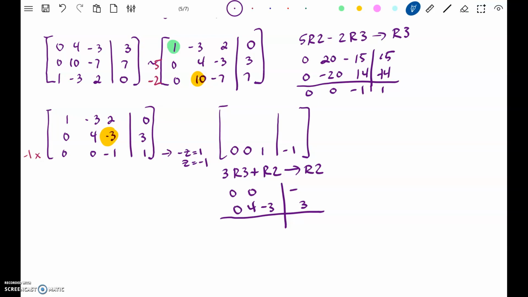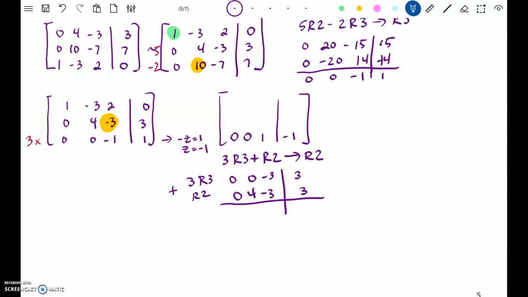We have to multiply row 3 by 3, so that means 3 times row 3 would be 0, 0, negative 3 and positive 3. And add it to row 2. When we add them together, we end up having 0, 4.